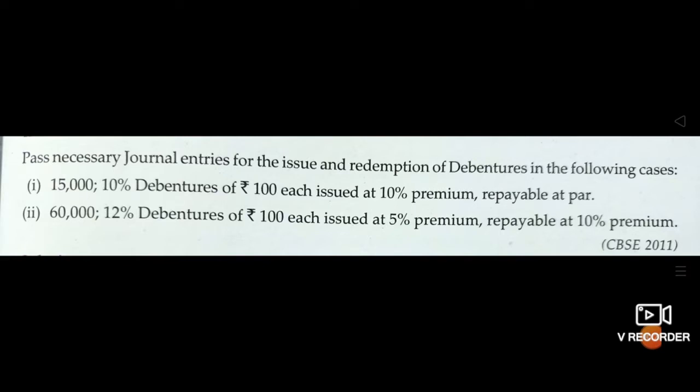First, 15,000 10% debentures of ₹100 each issued at 10% premium, which are repayable at par. Second condition, 60,000 12% debentures of ₹100 each issued at 5% premium, repayable at 10% premium. Okay, so first we will pass journal entries for the first case for issue and redemption of debentures, and then we will pass the entries for the second case. So let's start now.